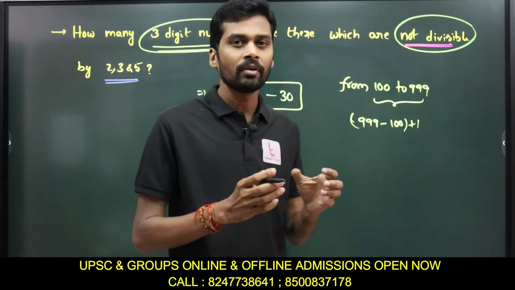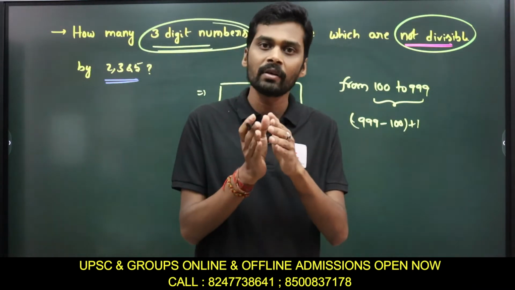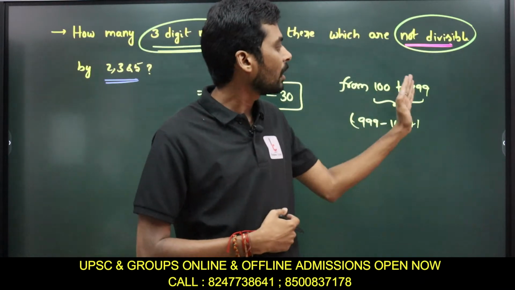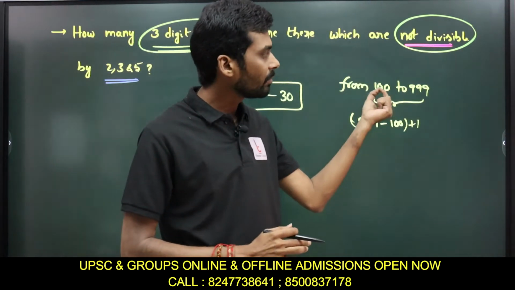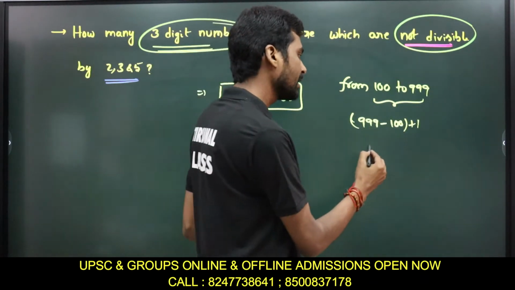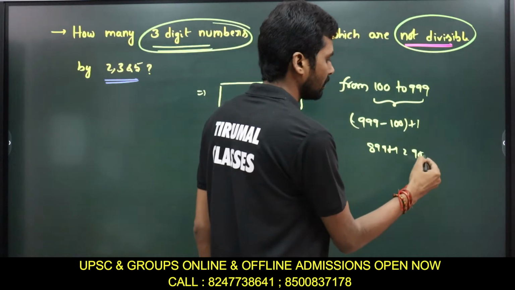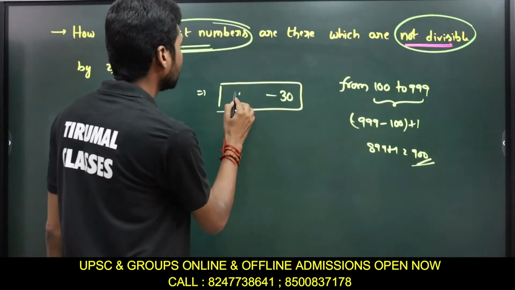Whenever you are supposed to find out the number of numbers from a number to another number, suppose I want to find out how many numbers I have from 100 to 999, that is nothing but largest number minus smallest number plus 1. 999 minus 100 is what? 899. 899 plus 1 is what? 900. So I have 900 numbers.